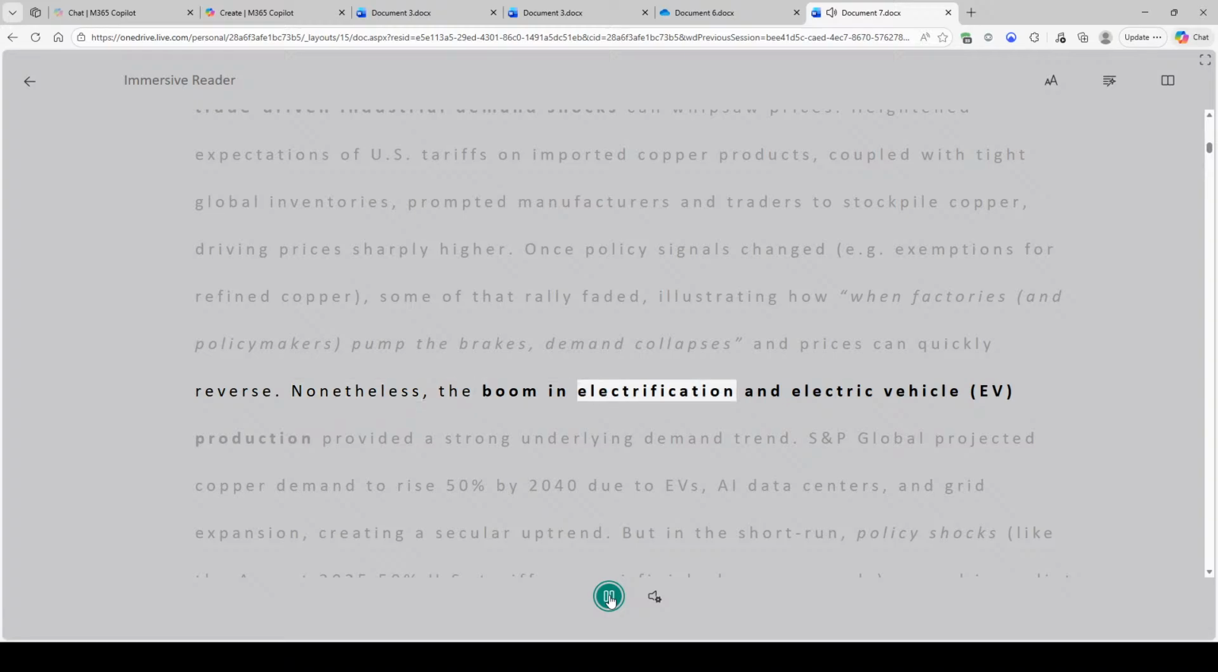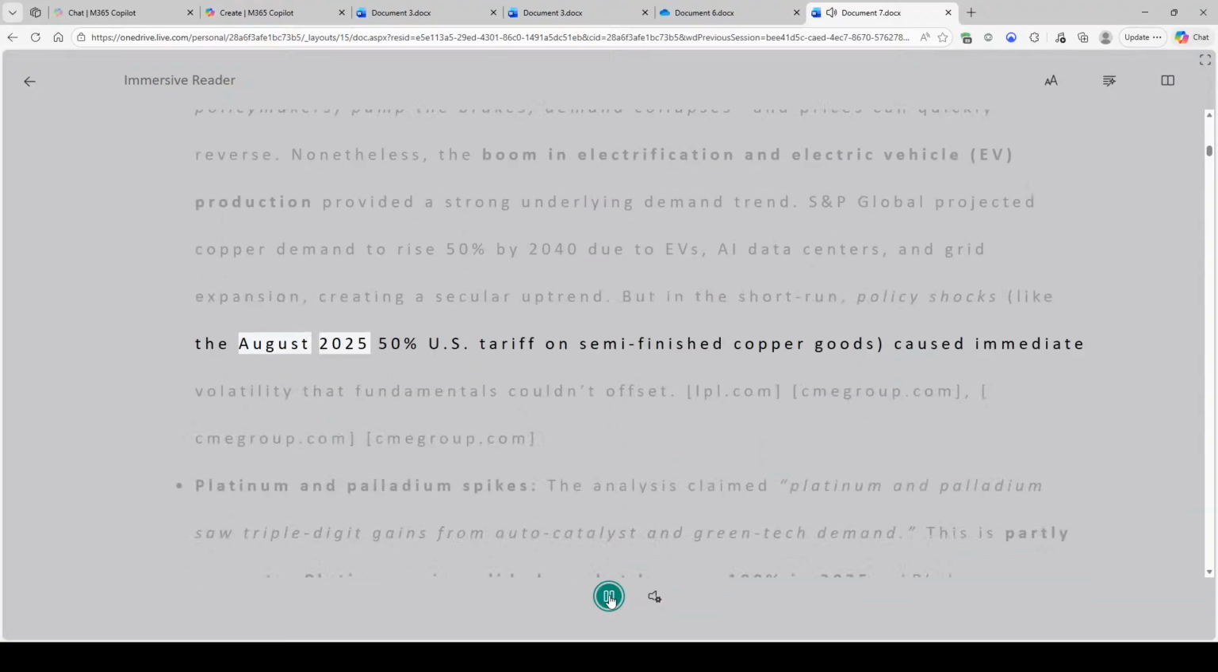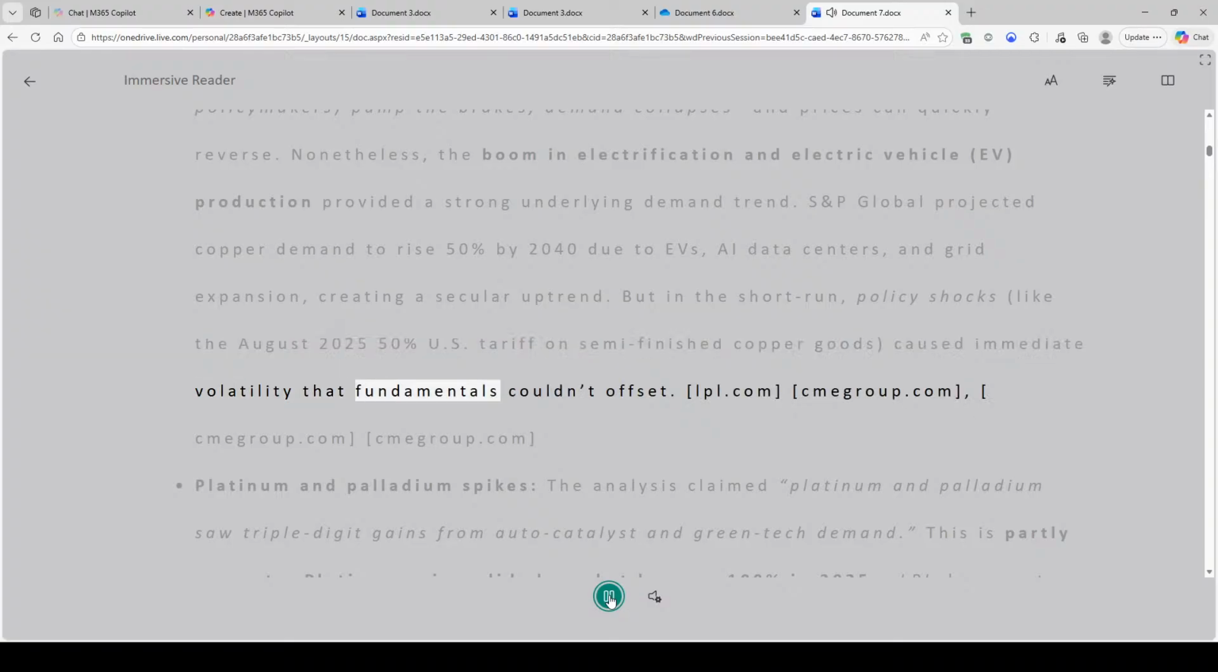Nonetheless, the boom in electrification and electric vehicle (EV) production provided a strong underlying demand trend. S&P Global projected copper demand to rise 50% by 2040 due to EVs, AI data centers, and grid expansion, creating a secular uptrend. But in the short run, policy shocks, like the August 2025 50% U.S. tariff on semi-finished copper goods, caused immediate volatility that fundamentals couldn't offset.